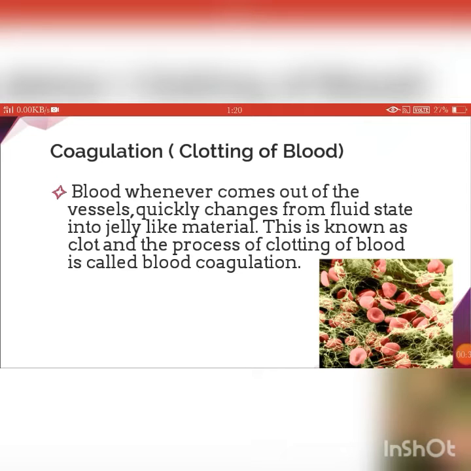So now let's see what is the definition of coagulation or clotting of blood. Blood, whenever it comes out of the vessels, quickly changes from fluid state into jelly-like material. This is known as clot, and the process of clotting of blood is called blood coagulation.